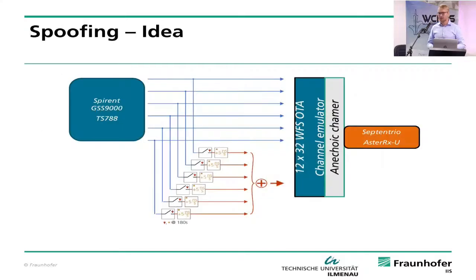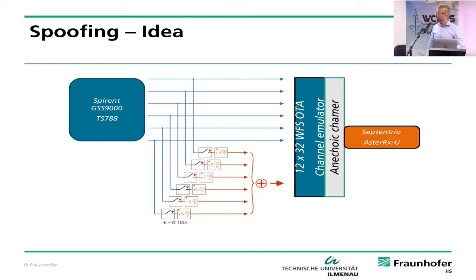The second example is spoofing. We wanted to check if a certain receiver and a certain antenna is able of mitigating a spoofing signal, detecting a spoofing signal and then still keeping its correct position and the correct time.